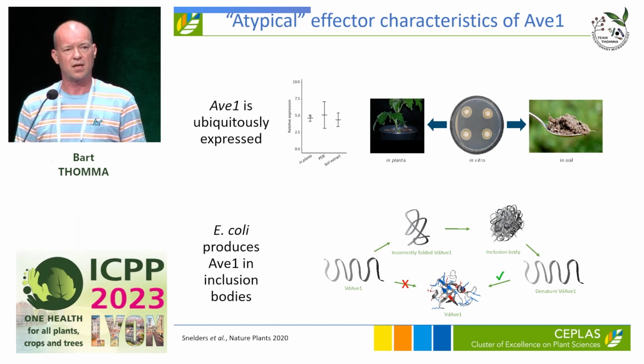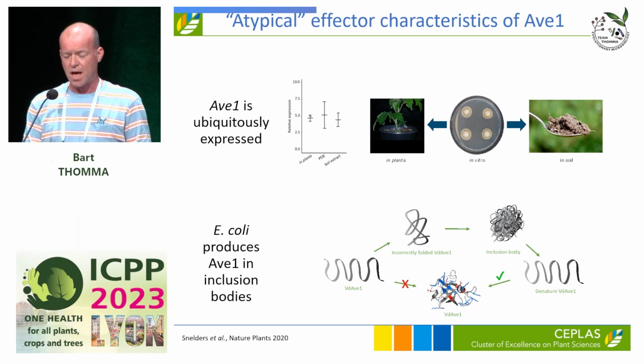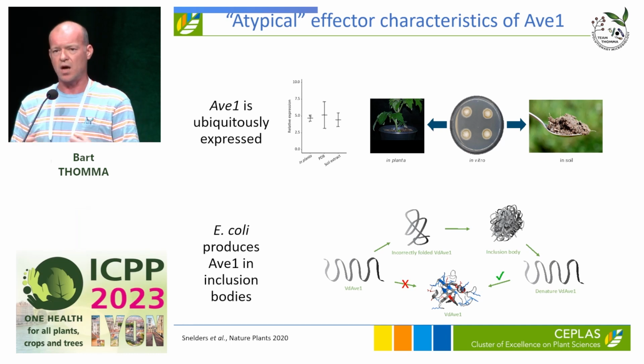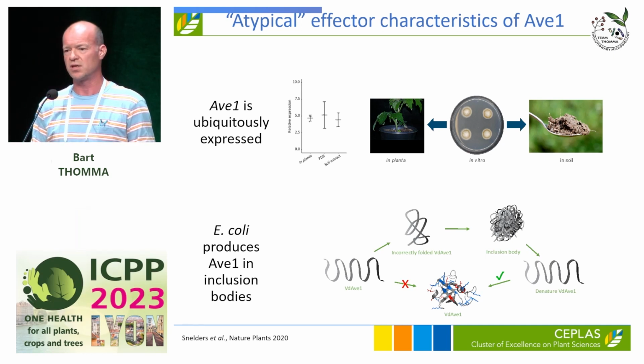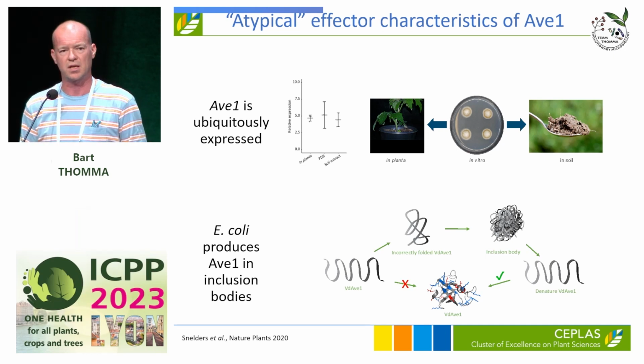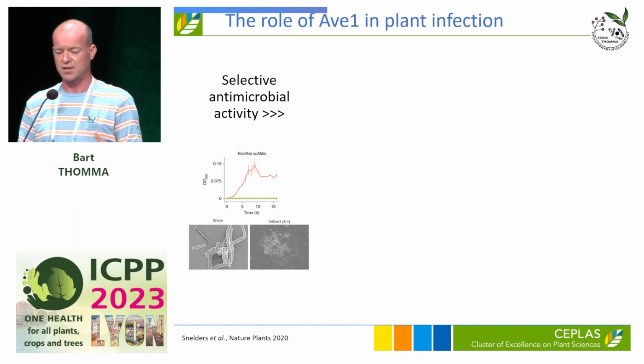We took the problems of expressing this protein in E. coli as a suggestion that perhaps this is an antimicrobial protein, and so we started testing this. We isolated Av1 from inclusion bodies and refolded it carefully. We tested whether the refolded protein stimulates an immune response in resistant tomato plants, which it did. Then we started using this protein for functional assays.